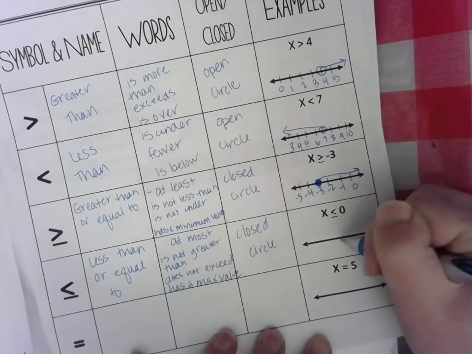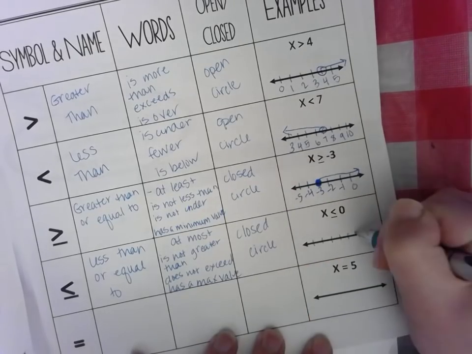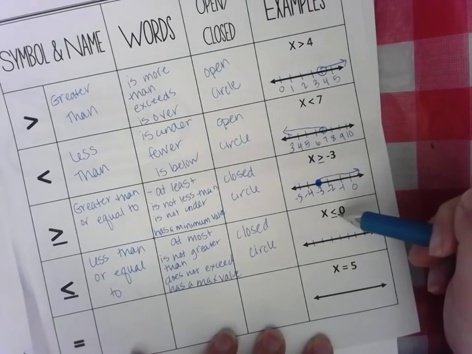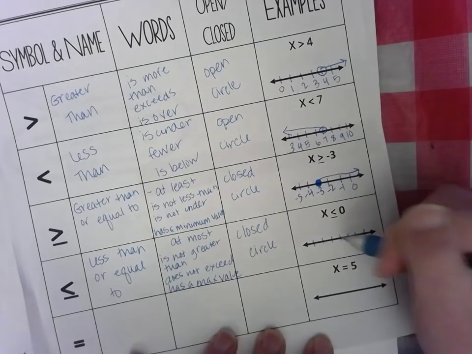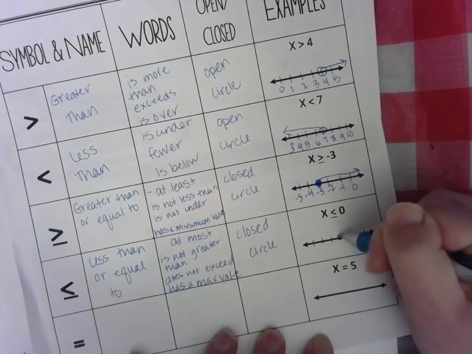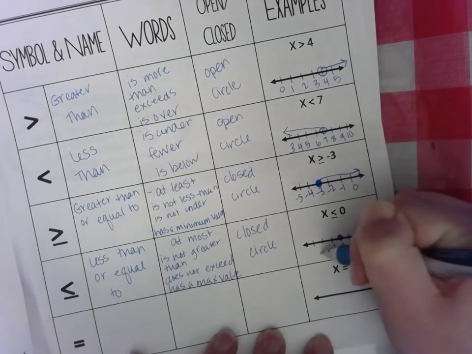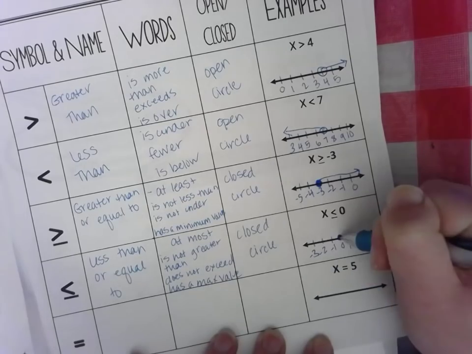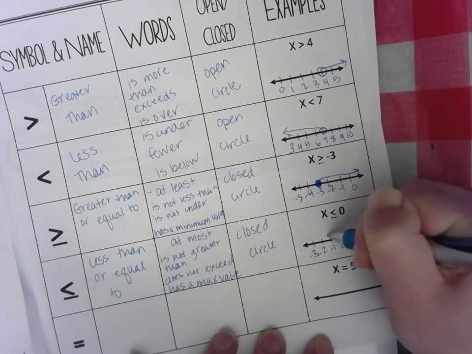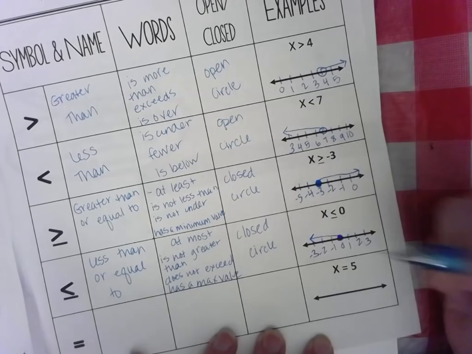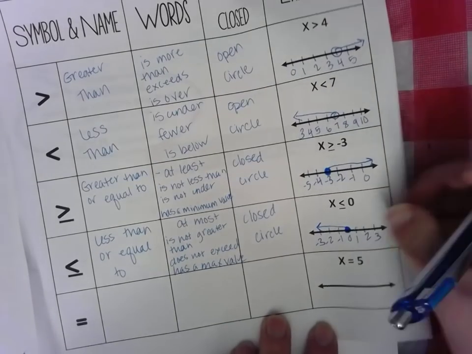Okay, I'm going to graph on my number line. And x is less than or equal to 0. So it includes 0. And it is everything that includes 0 or less than 0. So it's a closed circle. Okay? And the last one that you should all be familiar with is equal to.